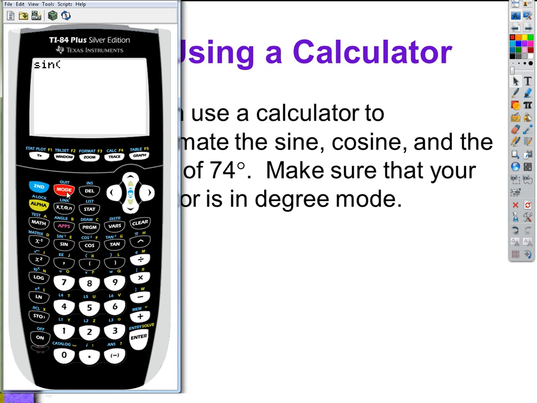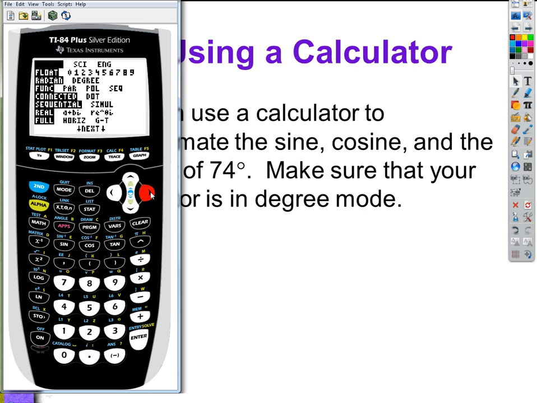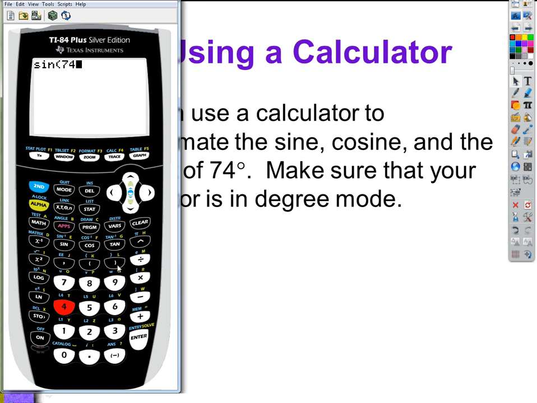So I go to mode, and see right now, if you go down to the third line down, you have a choice of radians or degrees. Well, I'm in the wrong mode. I need to be in degrees. Whoops. So I got to go down to degrees, turn it to degrees, hit enter. Now I can quit. Okay, now I can go over and put in my 74. And that's it. That's the answer.